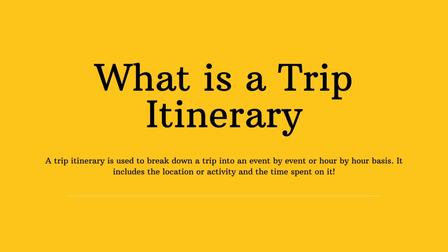What is a trip itinerary? A trip itinerary is used to break down a trip into an event by event or an hour by hour basis. It includes the location or activity and the time spent on it. It also aids in organization and allows your entire group to be on the same page so that way nobody gets left behind or has any sort of confusion.